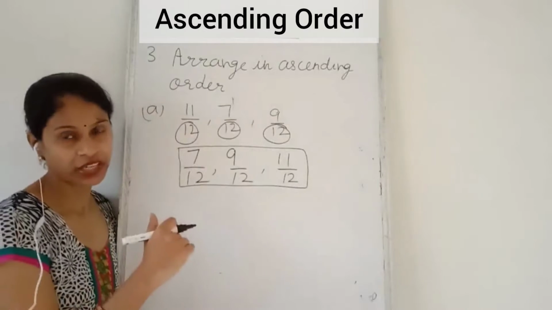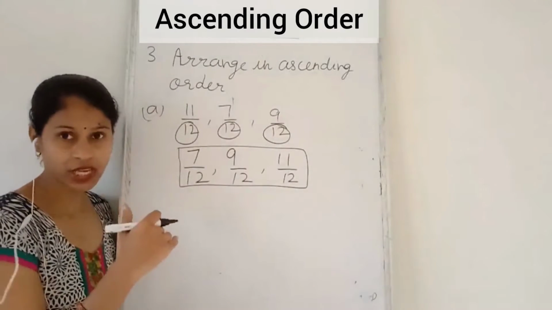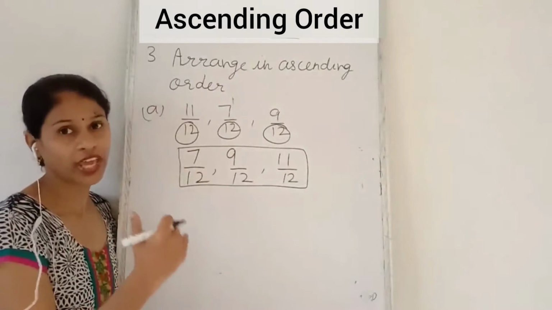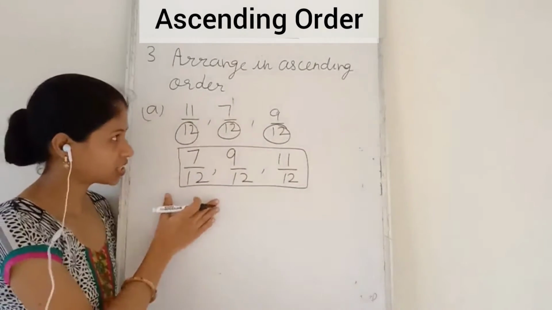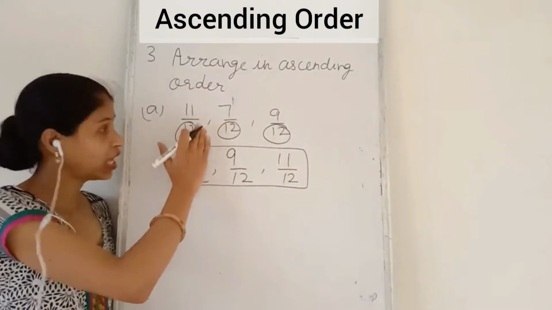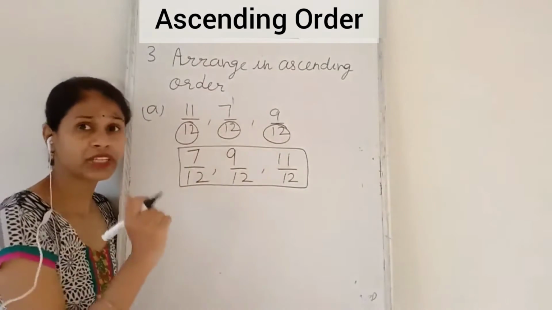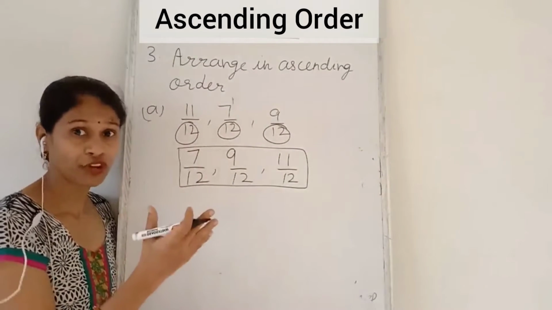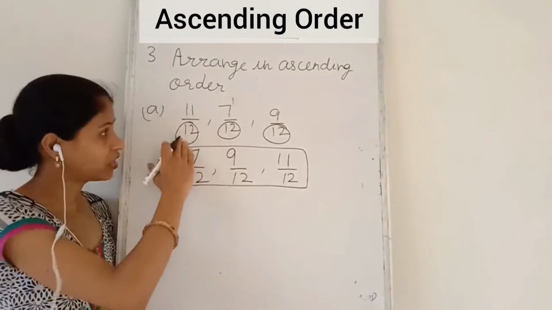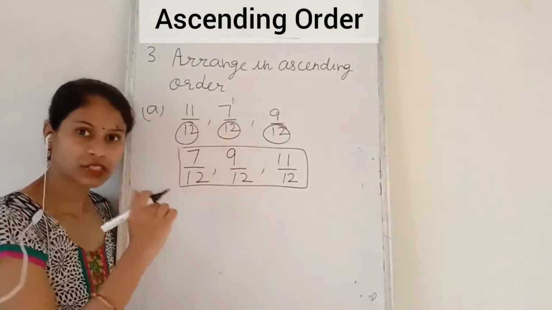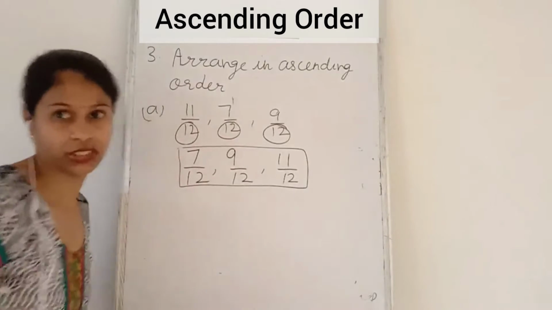If the denominators are the same, we will arrange the numerators in ascending order. So this is the answer of this question. But if the denominators are different, how will we find the ascending order? So let's discuss the case when the denominators are also different.